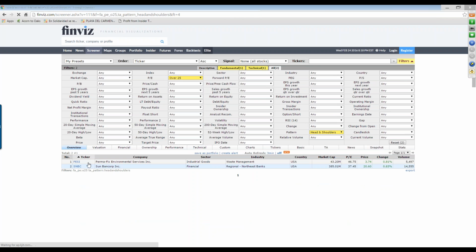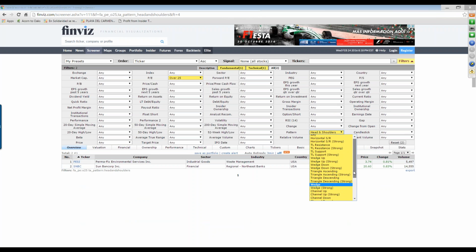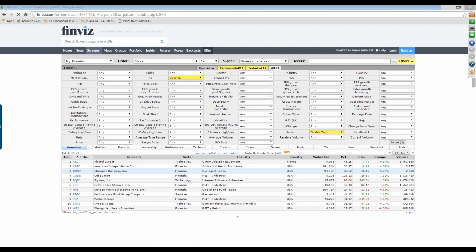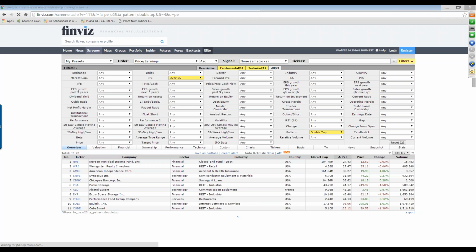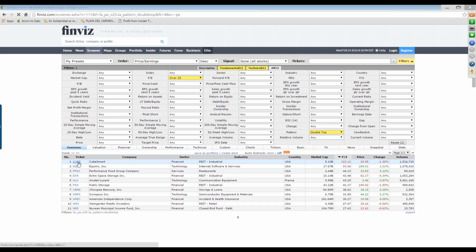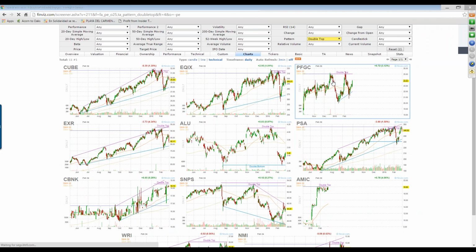There we go. So we remove it a little bit. You can see you start to get options of patterns. We could say we're looking for a double top. Okay, let's look for a double top with a P to E ratio. Let's sort them high to low. There we go. We've got Cube Smart as a double top. We'll click on charts, and there we go. We can start to see the patterns. There's a great example of what I was just showing you before. That beautiful, sharp atom and atom double top.